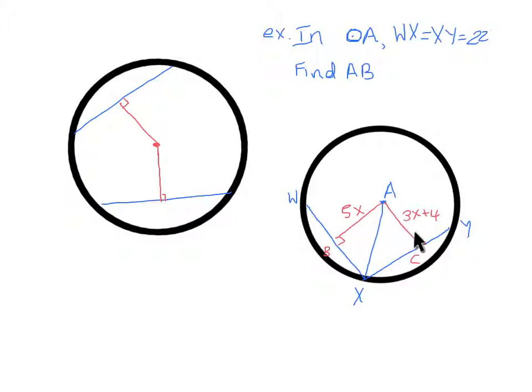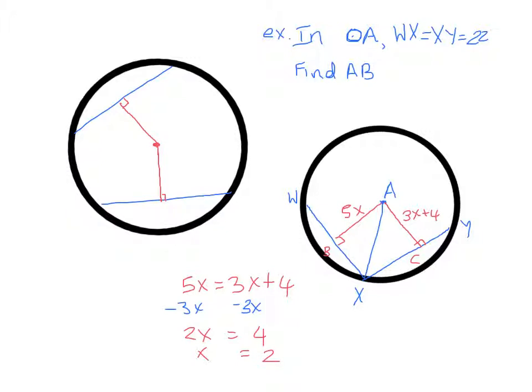AC is the distance away from the center of this chord, which means that since we know the distance has to be the same, that means 5x and 3x plus 4 are equal to each other. So let's write that down. All right, so now we can go ahead and solve our equation. We're going to subtract 3x from both sides. So we get that 2x is equal to 4. And we can divide both sides by 2 to get that x is equal to 2.